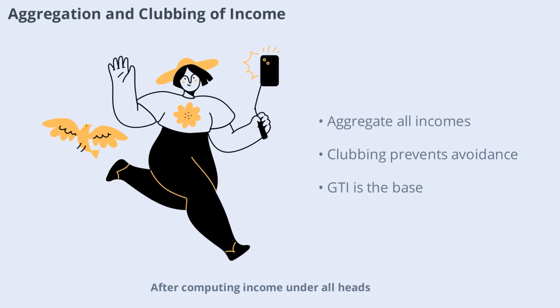After computing income under all heads, aggregate them to find the gross total income, GTI. In some cases, income of another person, like a minor child or spouse, is clubbed with the assessee's income to prevent tax avoidance. Clubbing rules ensure fairness and prevent misuse of tax provisions.